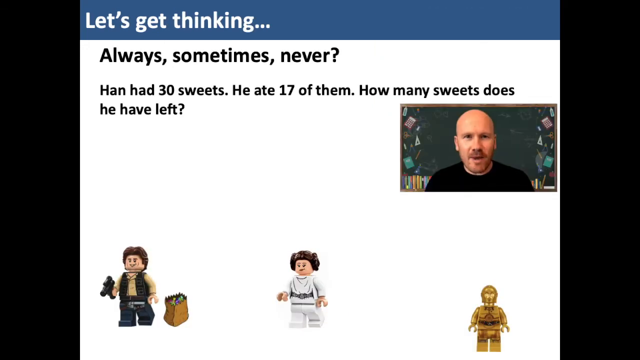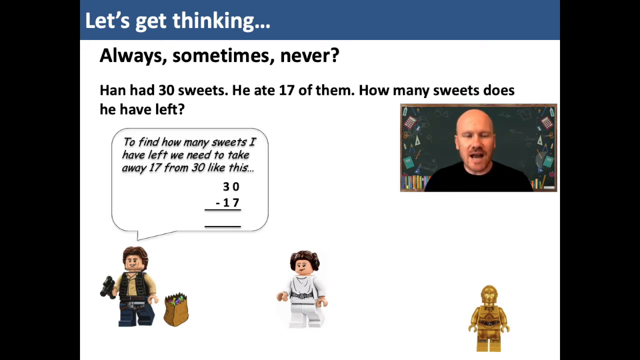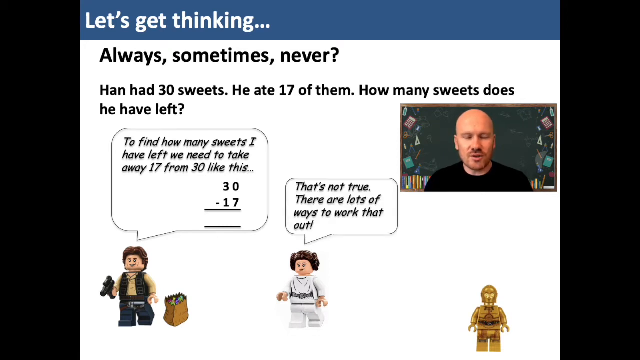Okay, let's start by getting you thinking. Once again we've got a problem to consider involving Han and Leah. It says Han had 30 sweets. He ate 17 of them, and we want to know how many sweets Han has left. And Han is saying again, to find out how many sweets I have left, we need to take away 17 from 30, just like this. While Leah is saying, that's not true, there are lots of ways to work that out. And we want to know, who do you agree with, and can you explain your reasons?